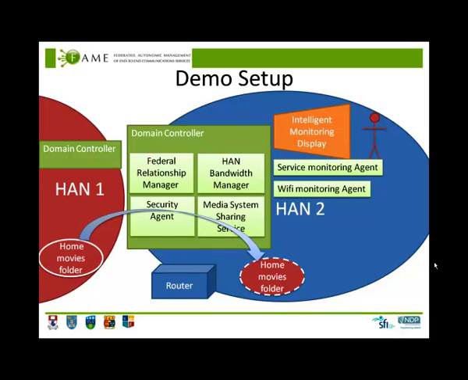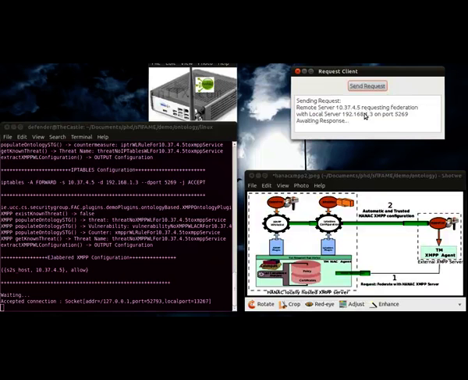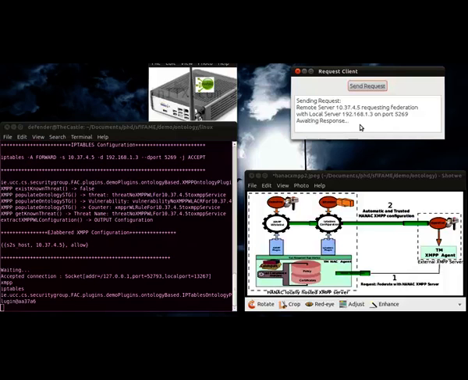Now let's talk about the security agent. A HAN access control agent is installed on the HAN router to provide an automated way to configure the HAN firewall for non-technical users. The HANAC agent will listen for and process network access control requests.